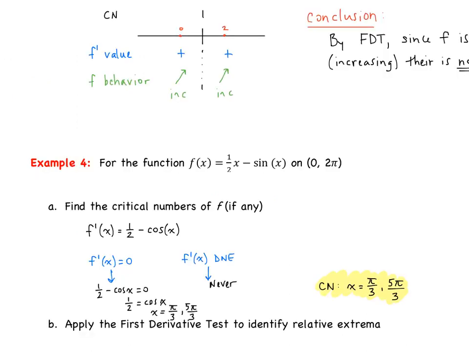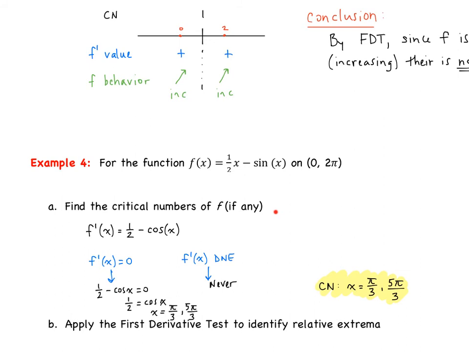Finally, our last example. Again, we're going to apply the first derivative test to find any relative extrema. So if we are given our function, f of x equals 1/2 x minus sine of x, now we're looking on this interval here from 0 to 2 pi. First, find the critical numbers.